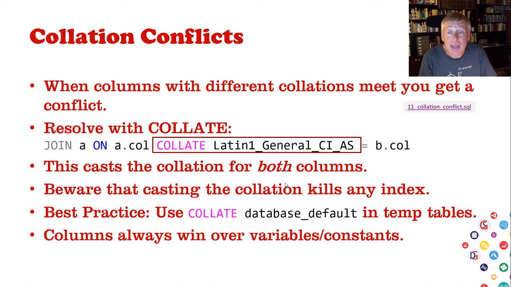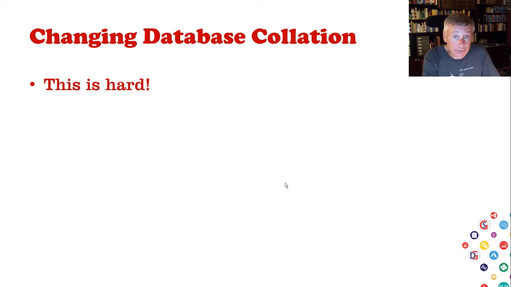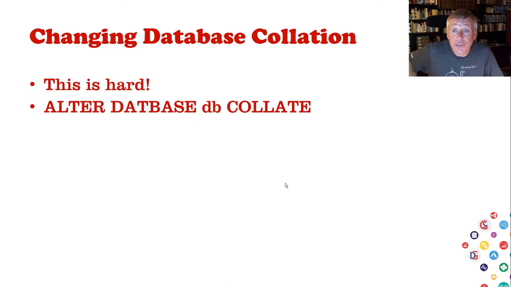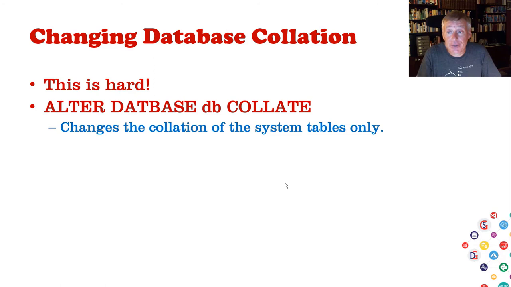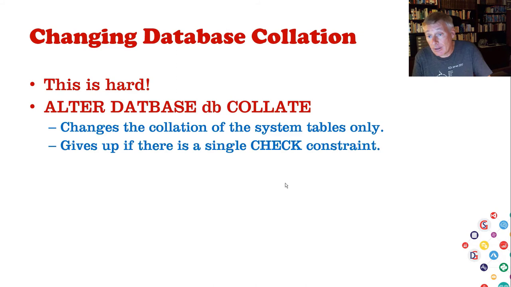Now it's time to look at how to change the database collation, which is not fun and it's hard. How hard it is depends on how wild a change you make. It may seem simple at first, because if you look in the documentation, you can see I can do ALTER DATABASE COLLATE and specify my collation. But that only changes the collations of the system tables. Furthermore, if there is a single check constraint in your database, and in my databases there are always check constraints, it gives up and raises the white flag. I don't know how to do this. And it does not have to be a check constraint on a string column, because it's the column name itself it's worried about. So you have to drop all the check constraints and reapply them.